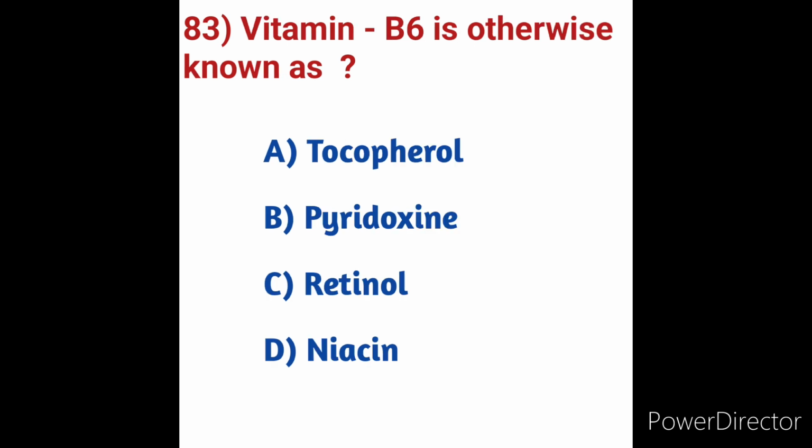Vitamin B6, otherwise known as, what is the other name for vitamin B6? We will see here the options. Option A, tocopherol. Option B, pyridoxine. Option C, retinol. Option D, niacin.